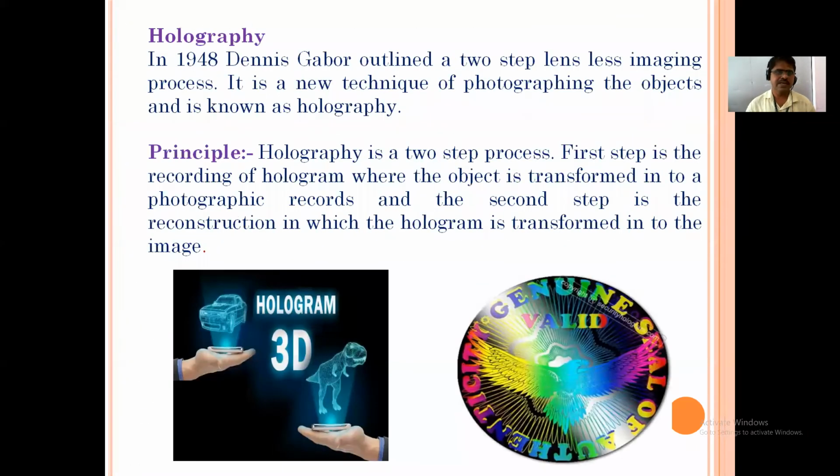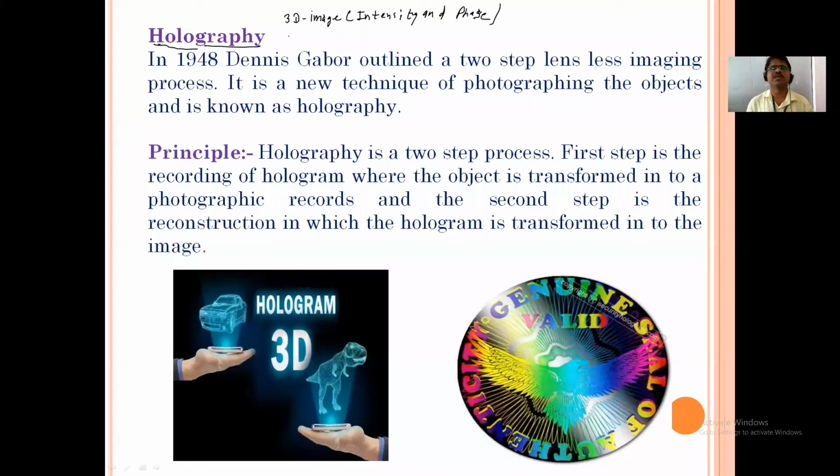Now, next article, write it: holography. Holo means complete. Graphy means writing or recording. Holography means complete writing or complete recording. In holography, a 3D image of the object is recorded. A 3D image means intensity and phase both are recorded.